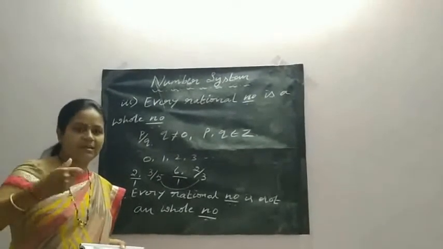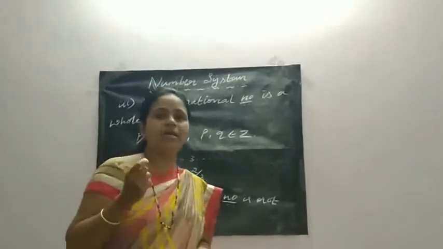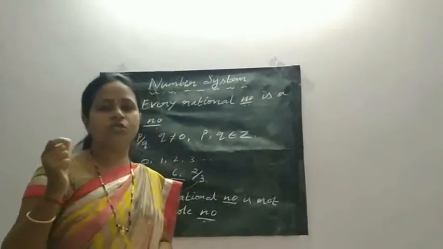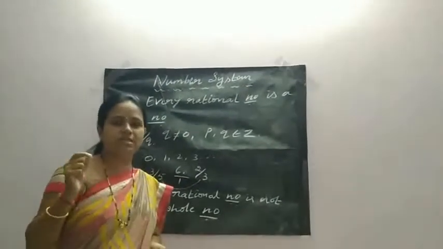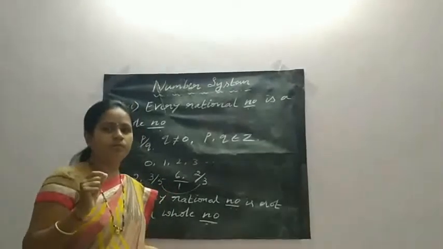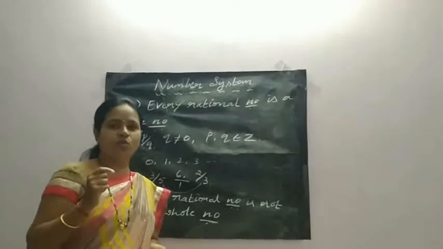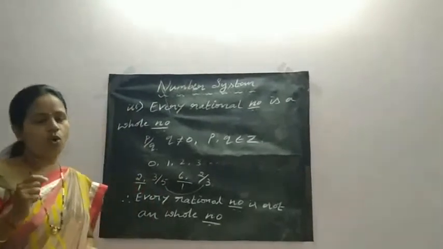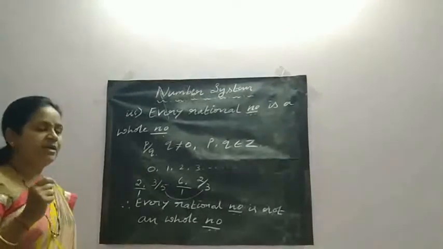Okay, so just once again I will revise. Natural numbers means the counting numbers including 1, 2, 3, 4, 5 are called natural numbers. Natural numbers are denoted by a capital letter N. So next is whole numbers. Whole numbers means the natural numbers including 0 are called whole numbers, and the whole numbers are denoted by a W.